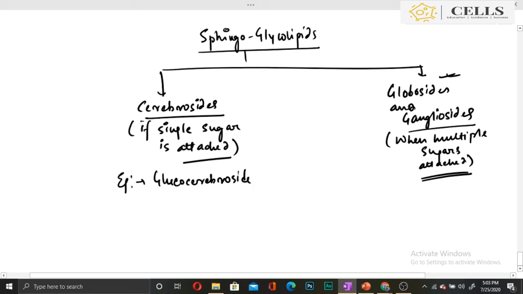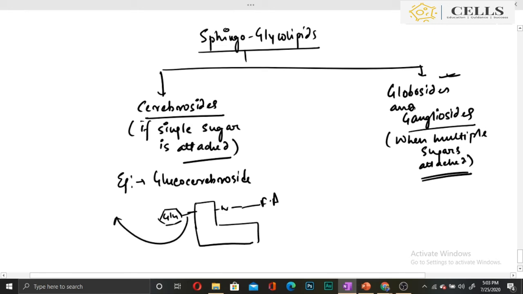Okay. So this is the sphingosine. This is a fatty acid, and in the sphingomyelin there was a phosphocholine group. Now here there is nothing but a glucose. This is the glucose, and the bond between the glucose and the sphingosine is basically a glycosidic linkage. This is the glycosidic bond, and this other bond, we have told about, is an amide bond.